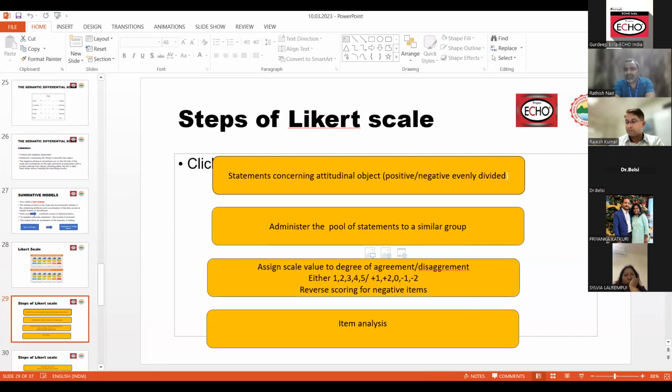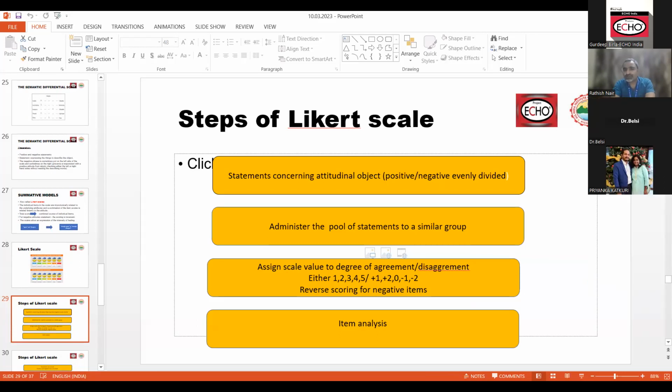Somebody has unmuted. Could you mute yourself? Priyanka Katkuri, can you just mute yourself? Thank you.